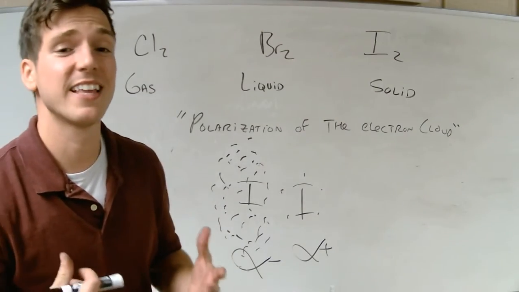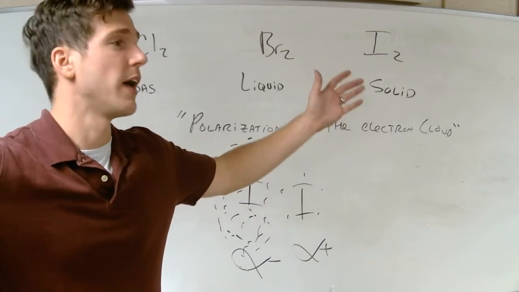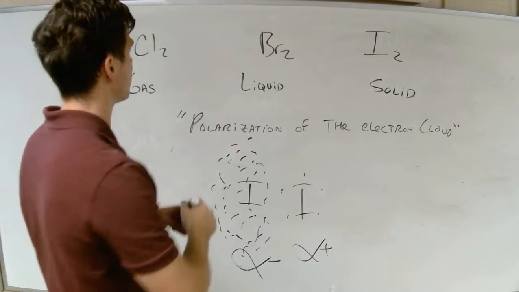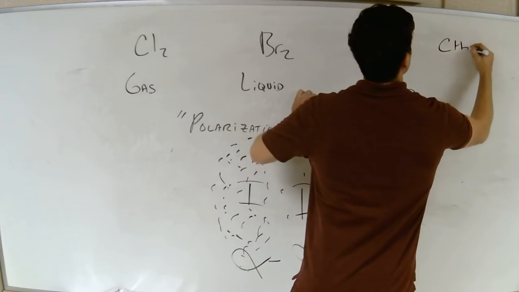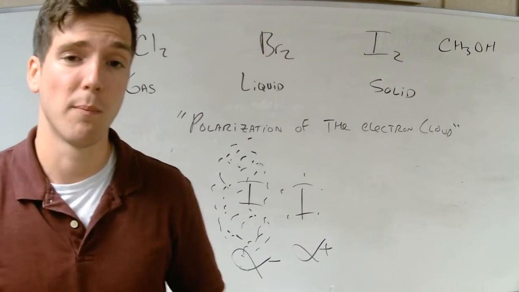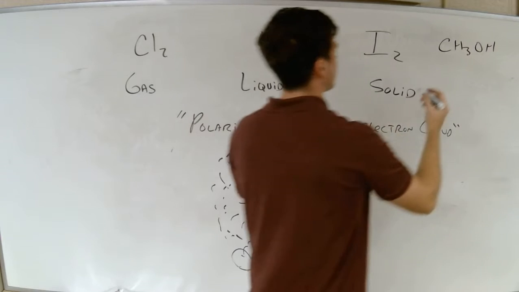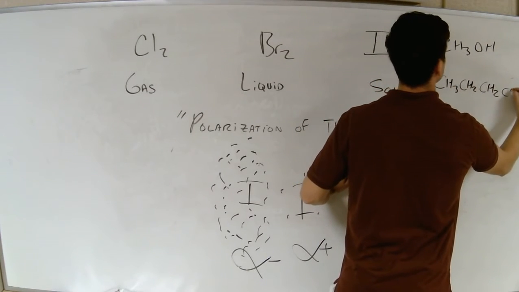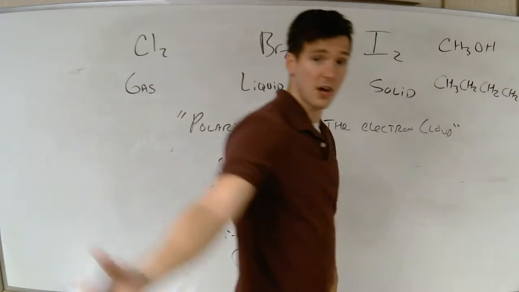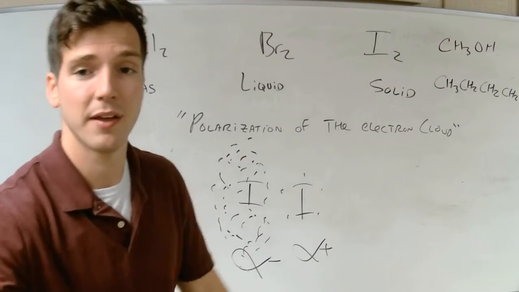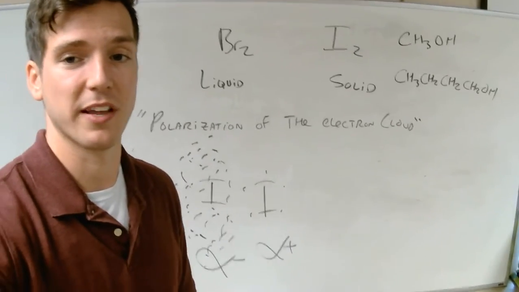Alcohols, as they get more and more atoms attached to them, they become harder to boil. Methanol, which is just CH3OH, is easy to boil. It's got a really low boiling point. But as we get to things like CH3CH2CH2CH2OH, which is butanol, it becomes even harder to boil or break down those intermolecular forces.